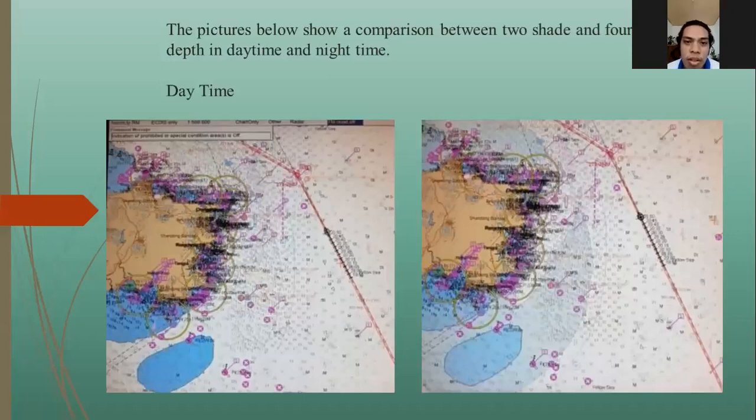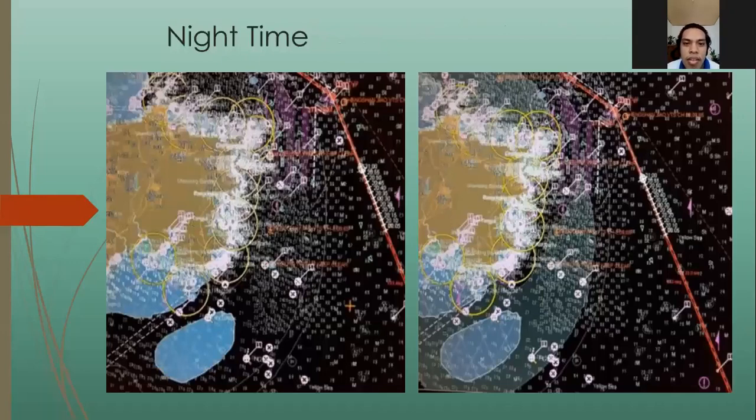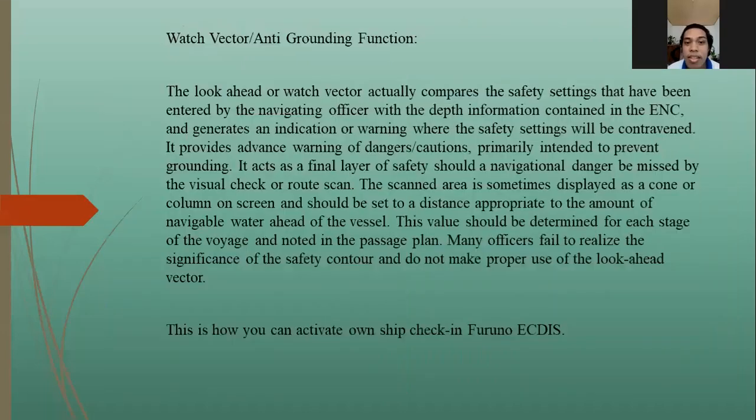The pictures below show a comparison between two shade and four shade depth in daytime and in nighttime. So these examples are for the daytime. Next slide. Then this one is what you see during nighttime. Next slide.